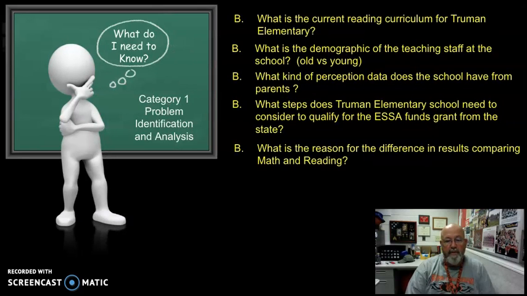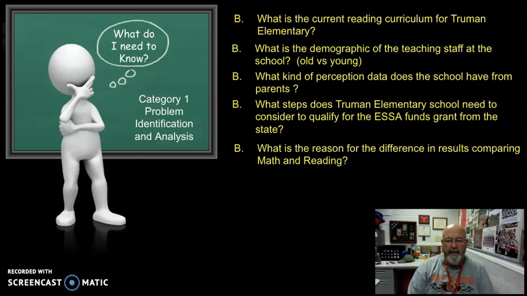What do I need to know? What's the current reading curriculum at Truman Elementary? How long has it been there? What's the demographic of the teaching staff? Are they old? Are they set in their ways? Trust me, being old and set in my ways, it's hard to change at times. Or are they young, right out of college? Are they knowledgeable of more technology, of better data tools?